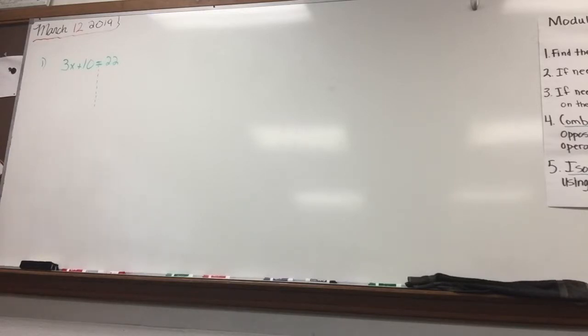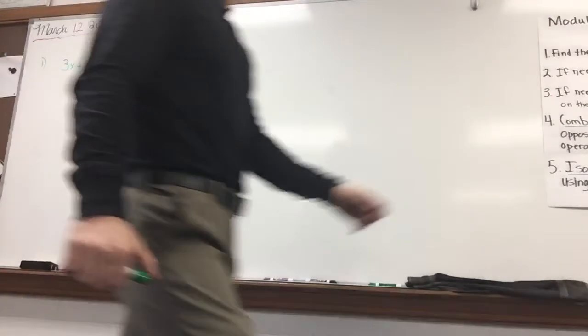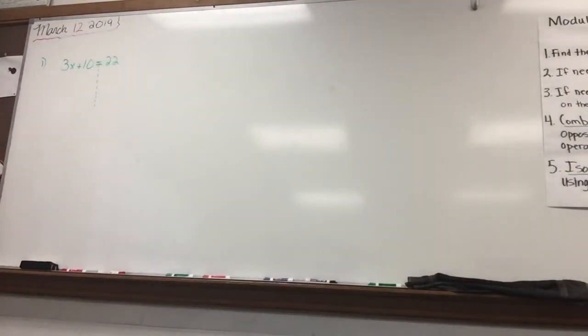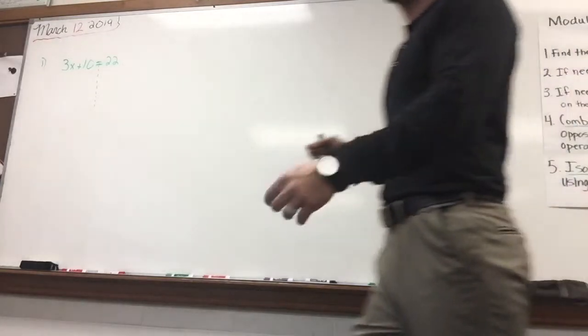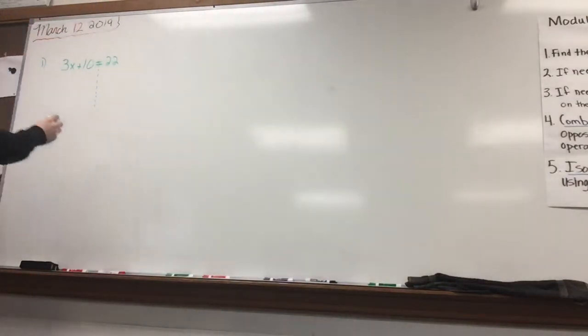It says combine the constants on opposite sides using inverse operations. What are the constants in this problem? And we can come over here and we can look at this expression, and we know a coefficient is the number in front of a variable. The constant doesn't have any variables. So again, in this equation, what are my constants? Brendan? 10 and 22. Positive 10 and 22.